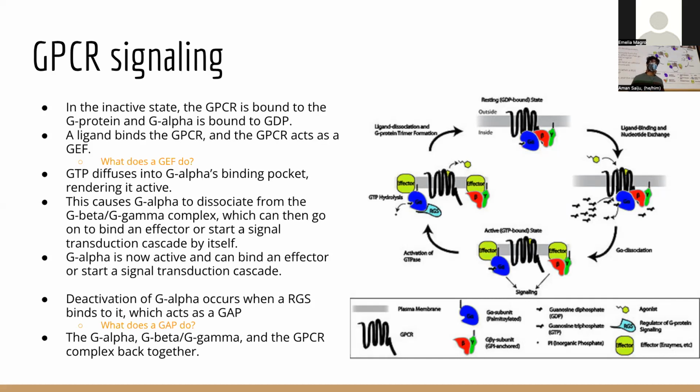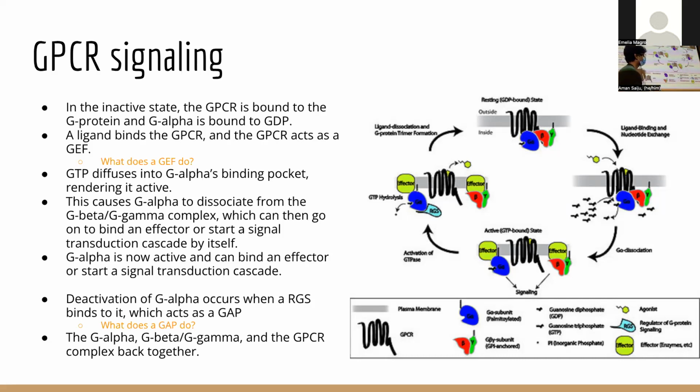Once it knocks the GDP out of the binding pocket of the G alpha, a GTP can diffuse into that binding pocket, right? You guys had questions on the problem set about what happens if you screw up the affinity of the alpha subunit for GDP or GTP. Expect things like that on the exam. Once GTP is in the G alpha's binding pocket, it becomes active. That means the G alpha can go off and do its thing. It can activate a MAP cascade. It really just depends on the specific signaling pathway.